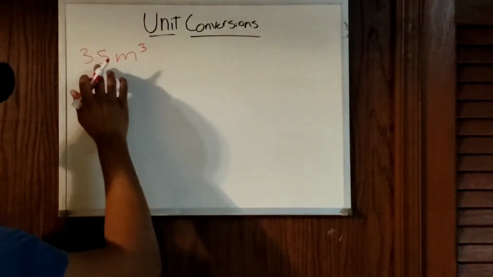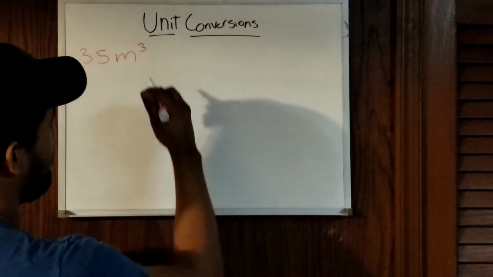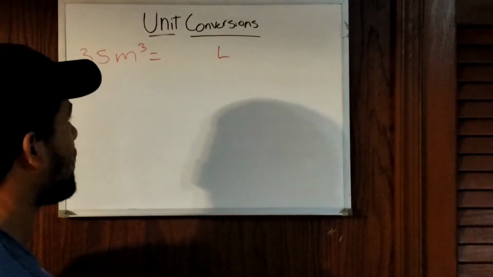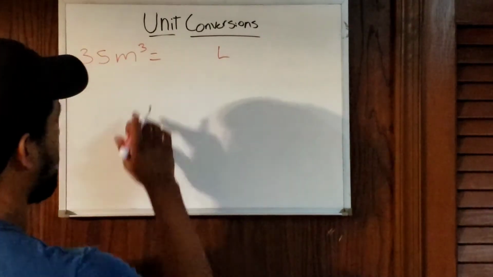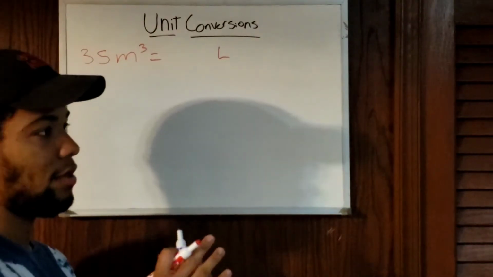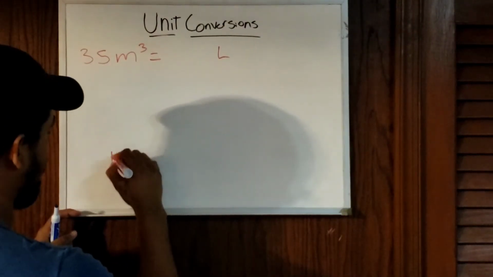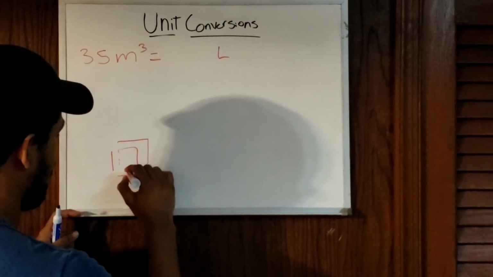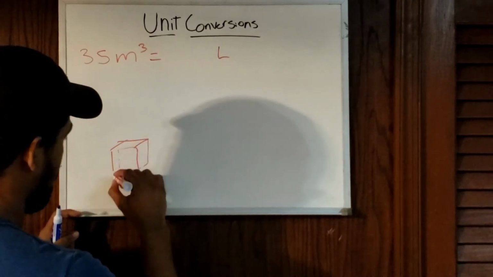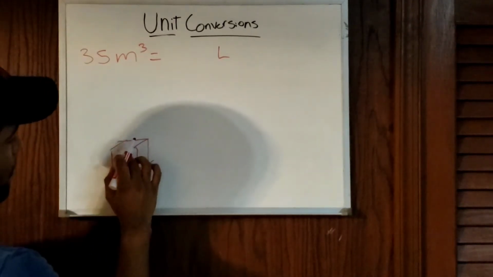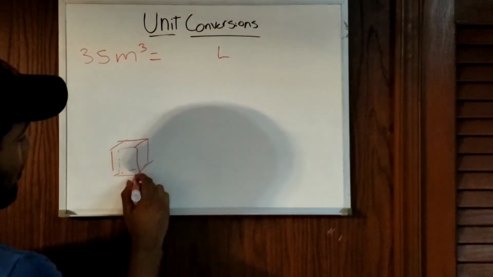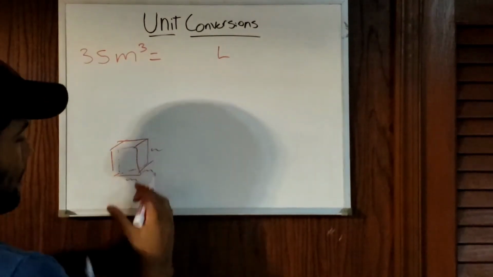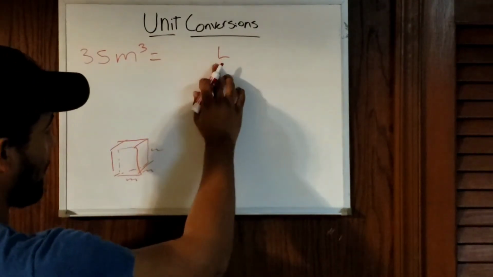So we have 35 meters cubed, and we're going to convert this into liters. It might not make a lot of sense at first, but you have to remember that 35 meters cubed is a unit of space. For example, you have a box here, and you're saying that this whole box is 35 meters cubed. It's a whole box of space, but you want to express that in liters.